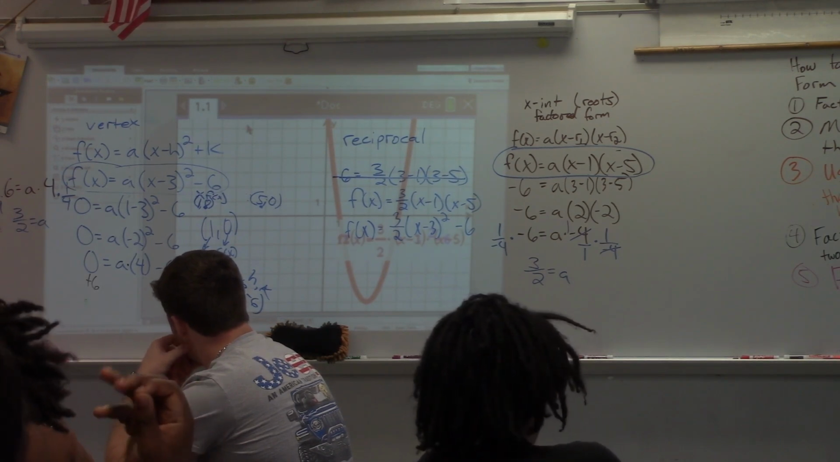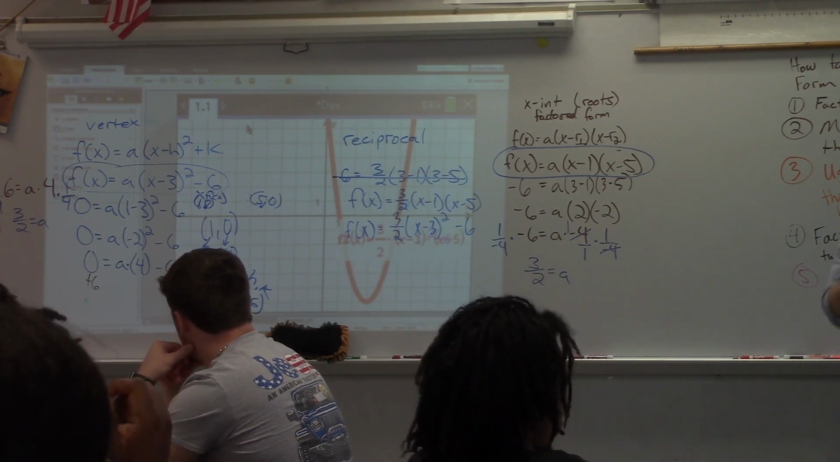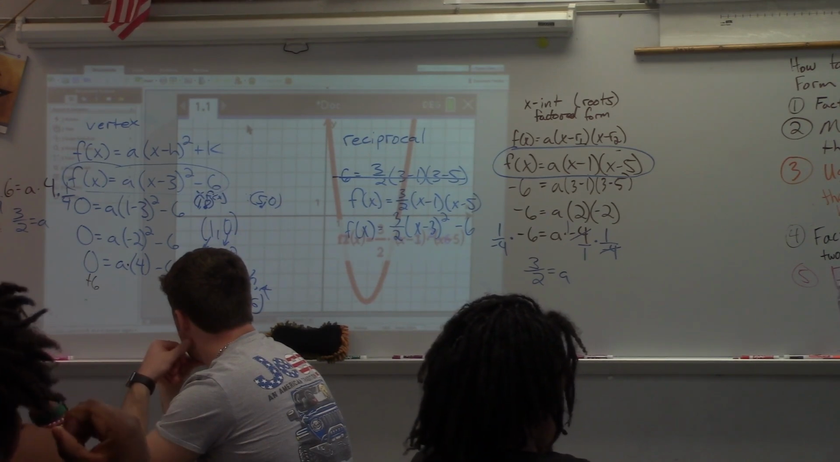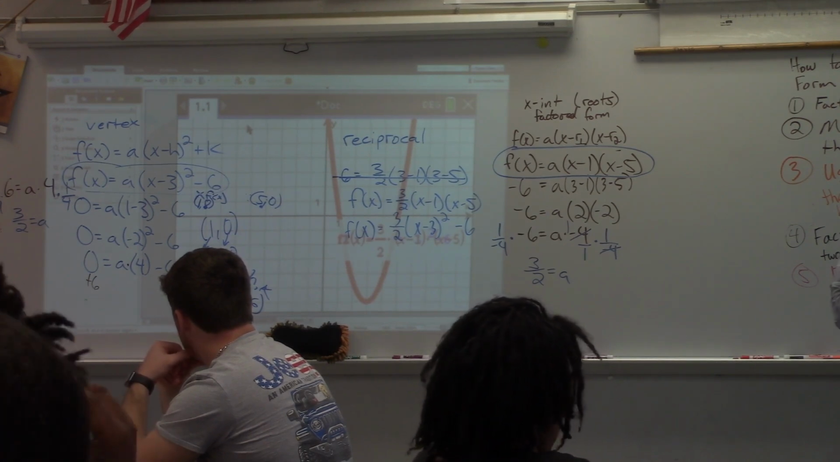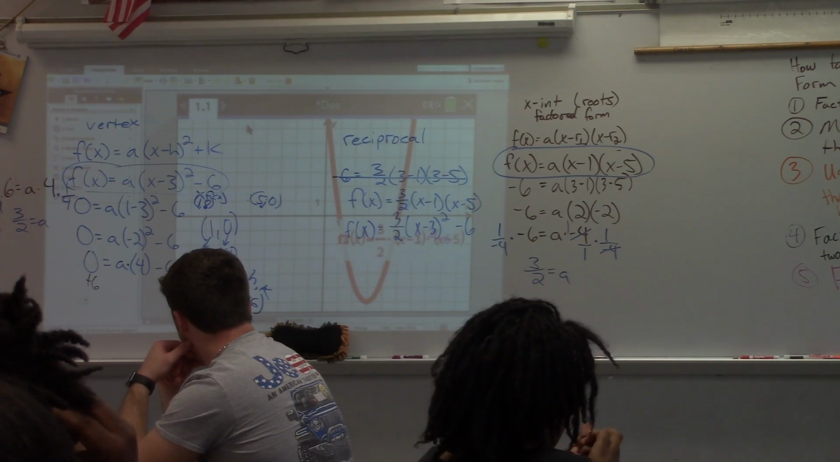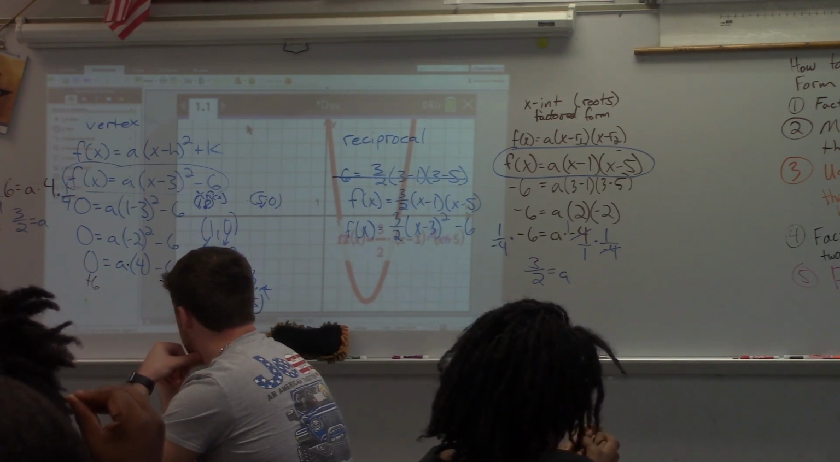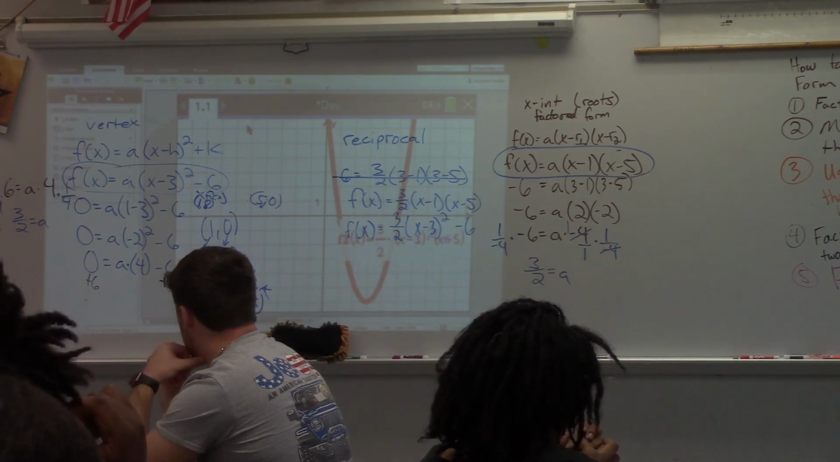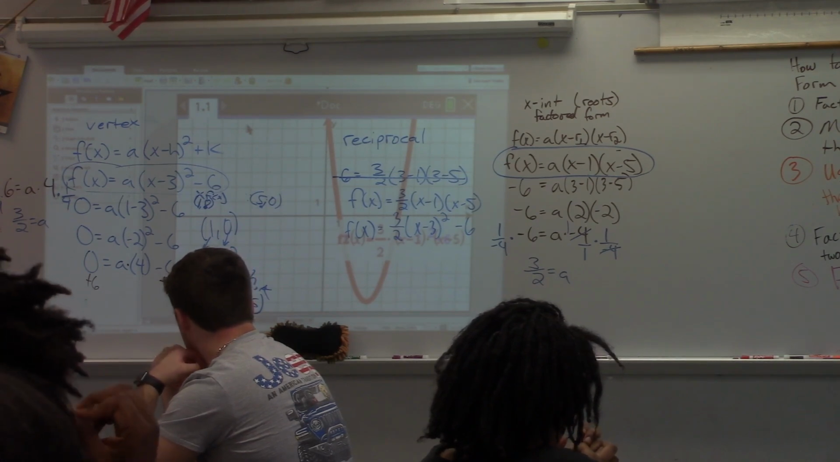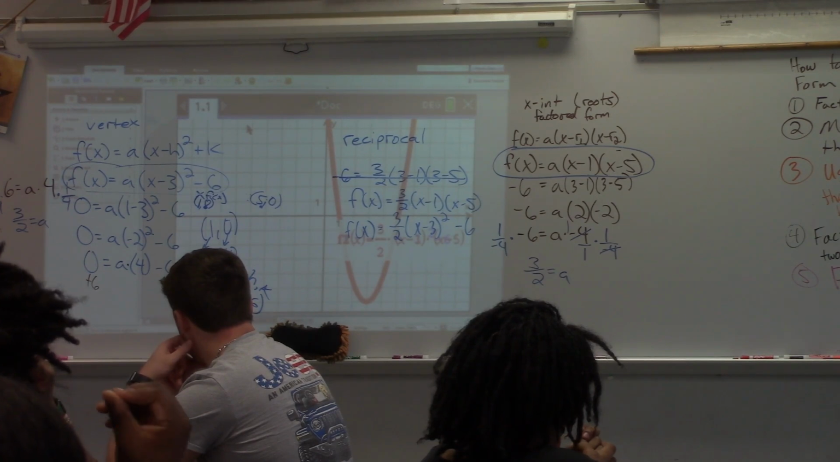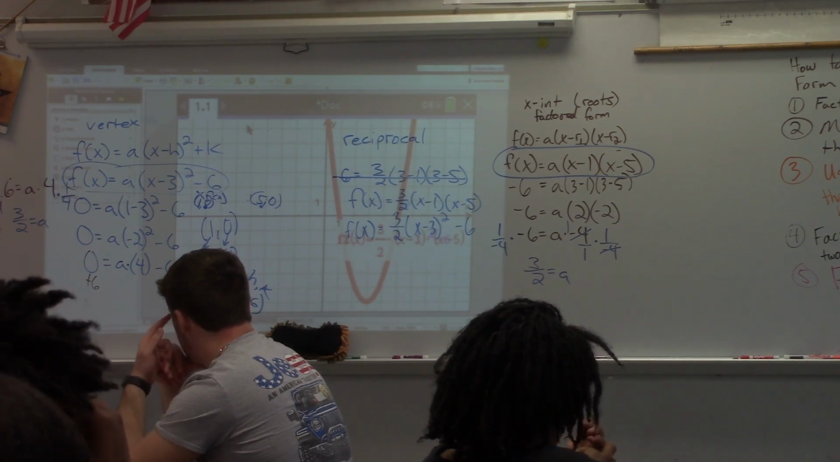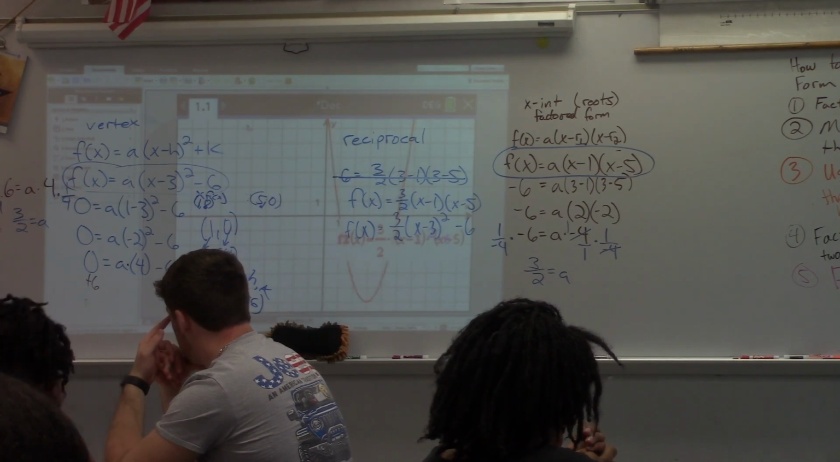Second, if I have a vertex and I don't have x-intercepts, I have to use what form? Vertex form. If I have x-intercepts and I can't clearly tell what my vertex is, I need to use factored form. But if I have both of them, does it matter which one? No. It's your choice. And I will say this, usually on a test, I like to give you options. More than likely, you'll be able to choose which one you want. But you need to justify why you're using the form you use. Alright.